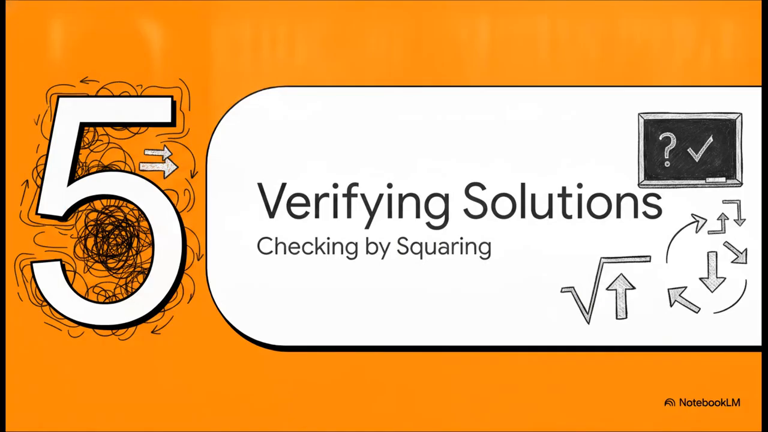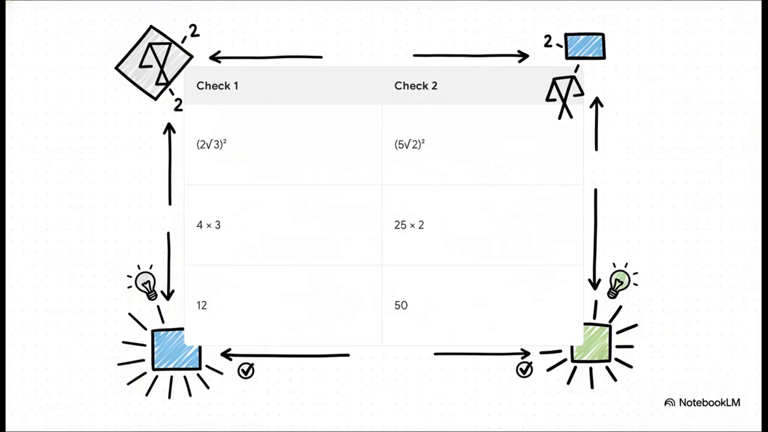That brings us to Section 5, verifying solutions by squaring. So, how do we know we haven't completely broken math along the way? In algebra, the absolute best way to confidently move forward is to ensure you know how to safely check your work in reverse. We do this by squaring our answers to see if we get right back to where we started. Let's do 2 quick checks here.